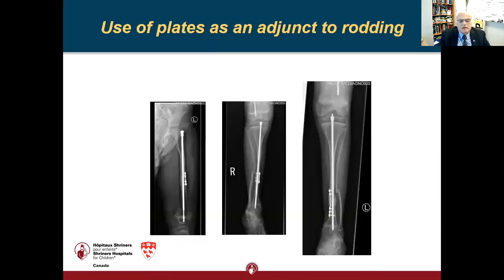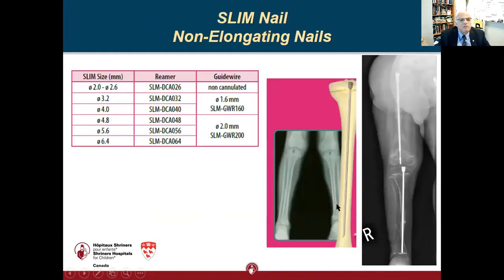Some innovations in the last few years: because the Fassier-Duval has no rotational stability, there are many authors now who are adding a small plate across the osteotomy site, 2.7 screws with 3.2 plates, to control the rotational component.